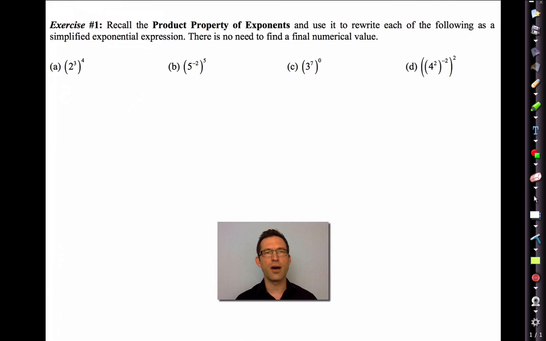Now, strangely enough, what we're going to need more than anything else is the exponent property from the last lesson, the product property of exponents. In this problem, it says, use that property to rewrite each of the following as a simplified exponential expression. There is no need to find a final numerical value. So, try these out. Pause the video. After the last lesson, you should be able to do all 4 of these rather quickly. Go ahead.